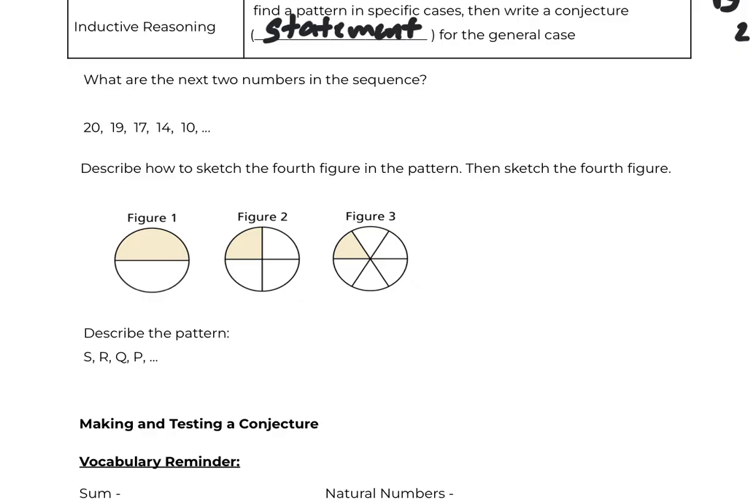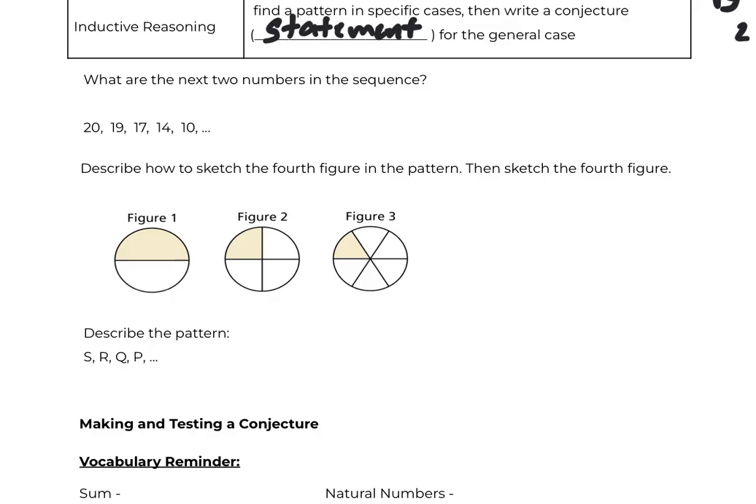Okay, so here we have a sequence, 20, 19, 17, 14, 10, okay? And a couple things I would tell you here to kind of look at. If the numbers are going down, usually there's two things that could be happening. Either going down means we're probably going to use subtraction or we're going to use division. If the numbers are going up, we're probably going to use addition or multiplication, okay? So these numbers are definitely going down. So we want to try some different things.